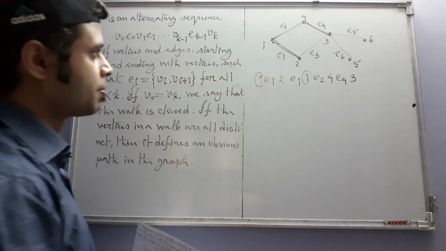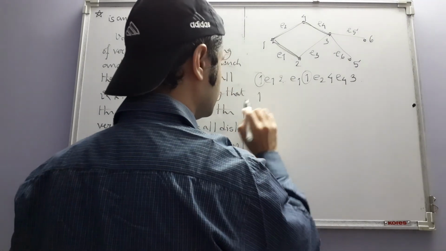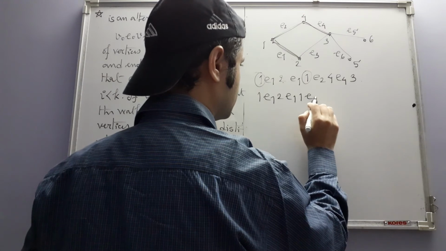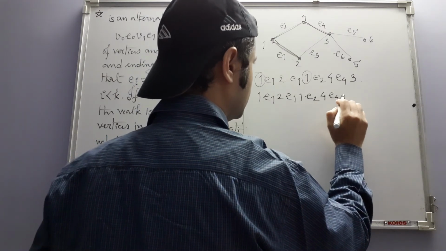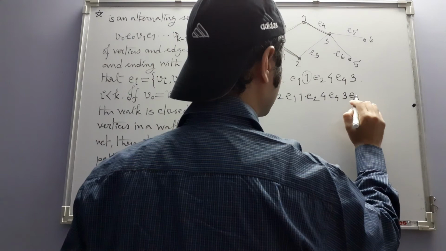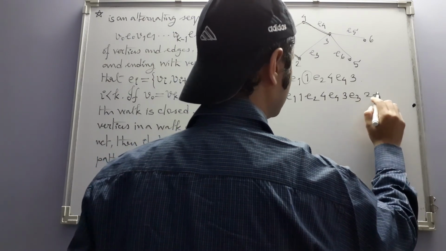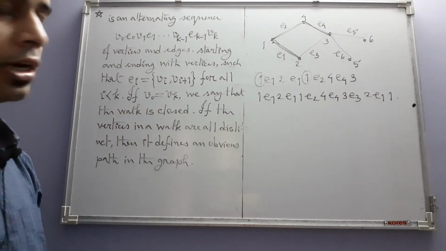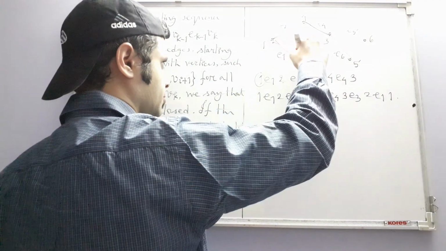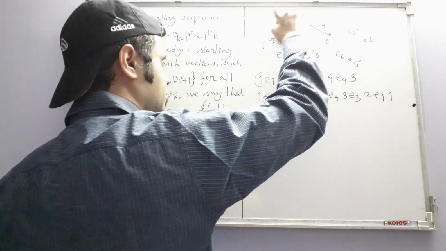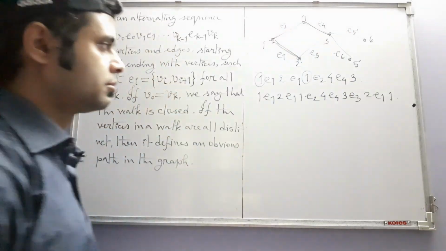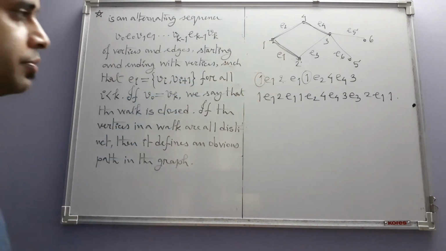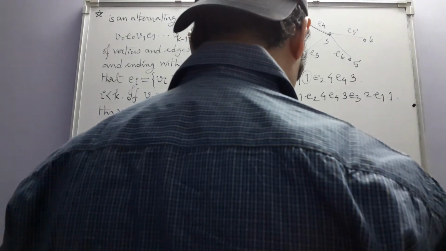If the vertices are distinct, then obviously there is a path joining the beginning and end of the walk. Now if we continue this walk like this, E4 3, E3 2, E1 1, then this would be a closed walk, because it starts from 1 and comes back to 1. So this is a closed walk.